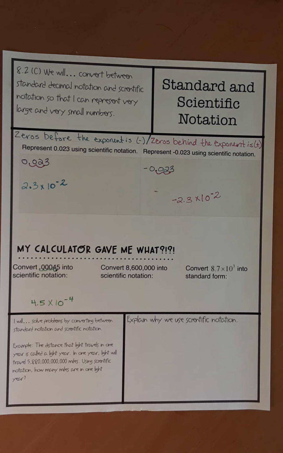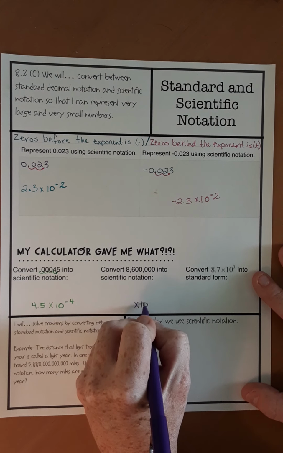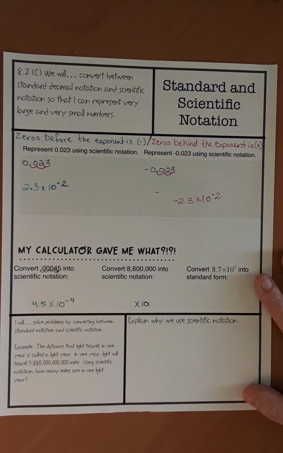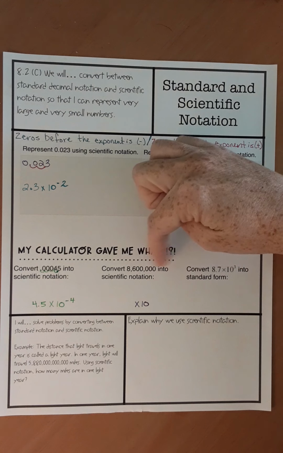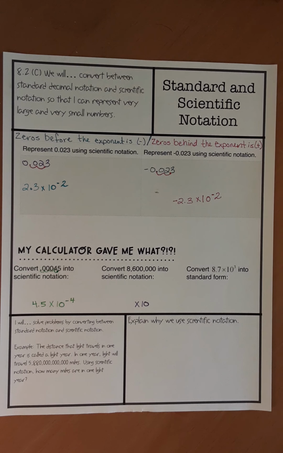So what happens in this situation? We have 8,600,000 and they want us to convert that into scientific notation. The process is the same. We know we're going to be multiplying by 10 to the power of something. We need to move our decimal behind the first value in this number that is between 1 and 9. Which value in this number is the first value between 1 and 9?